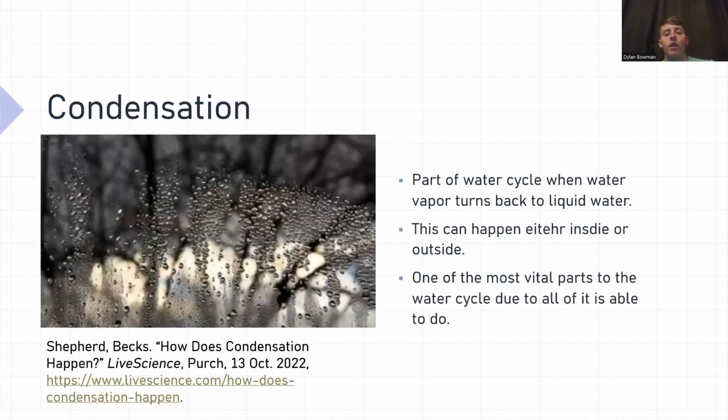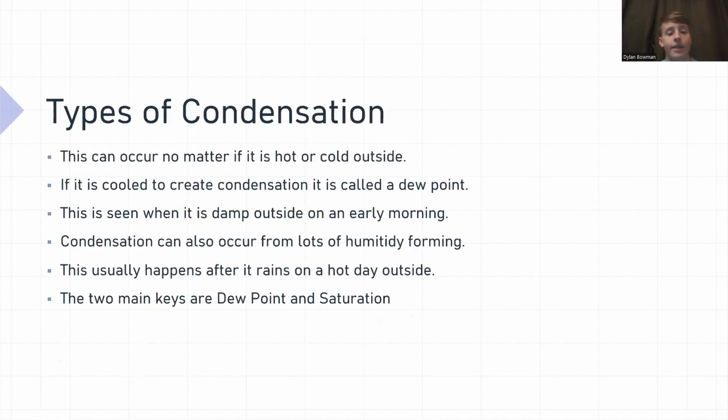Condensation. This is the next and last step of the water cycle, and it's the part where vapor turns back into liquid water. This can happen either inside or outside. It's one of the most vital parts of the water cycle due to all it is able to do. This image that I've shown here is an example of condensation, when you see these little water particles on the side of either your car window, it could be, or even your home window. This can happen no matter if it's hot or cold outside.